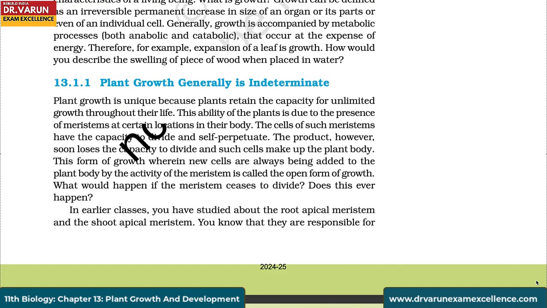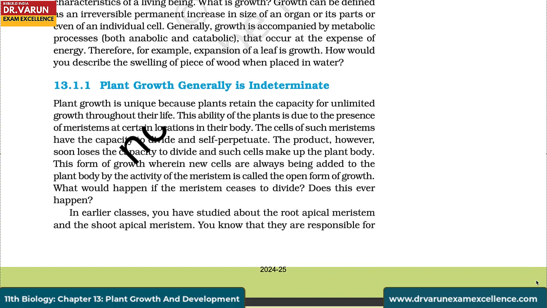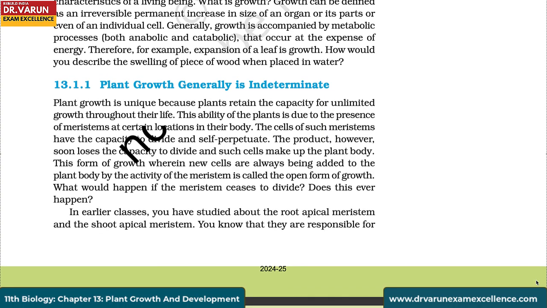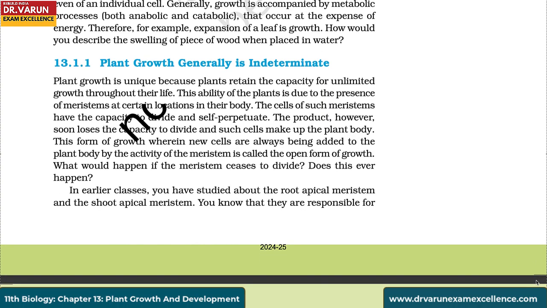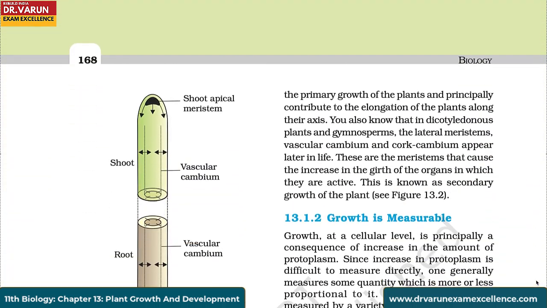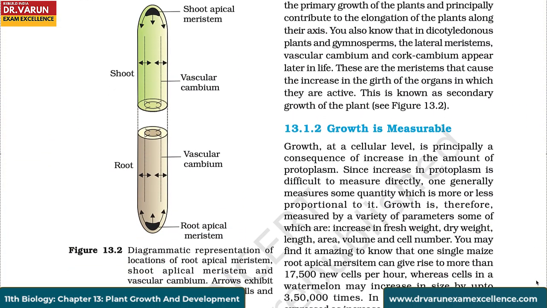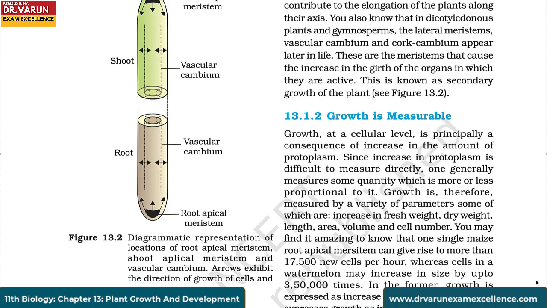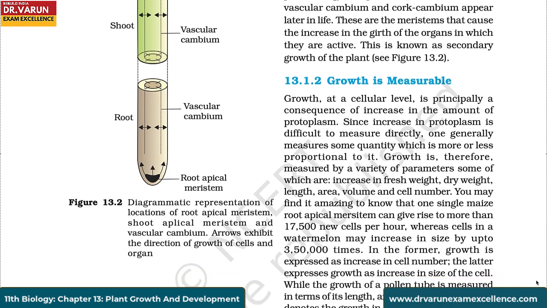What would happen if the meristem ceases to divide? Does this ever happen? In earlier classes, you have studied about the root apical meristem and the shoot apical meristem. You know that they are responsible for the primary growth of the plants and principally contribute to the elongation of the plants along their axis. You also know that in dicotyledonous plants and gymnosperms, the lateral meristems, vascular cambium and cork cambium, appear later in life. These are the meristems that cause the increase in the girth of the organs in which they are active. This is known as secondary growth of the plant.